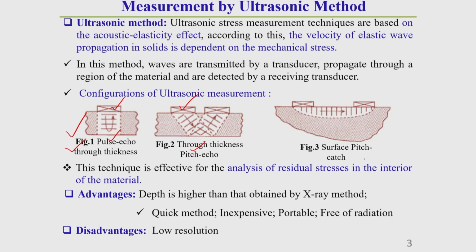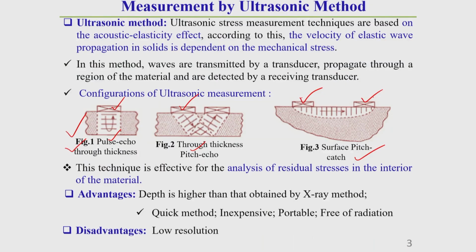This is another example, where we can predict the residual stress distribution near the surface region also. By using surface skip, here this is the delivering transducer and this is the receiving transducer. Once we deliver an ultrasonic wave parallel to the surface, we can receive it by another transducer. From the resolution we get, we can analyze and predict the residual stress distribution in the weldment. This technique is effective for analysis of residual stress in the interior of the material, so we can measure through-thickness residual stress distribution.